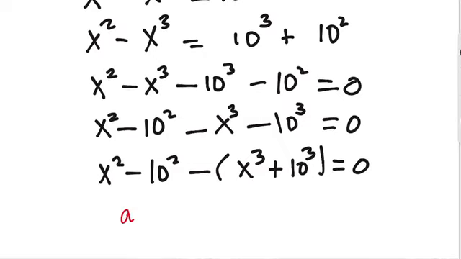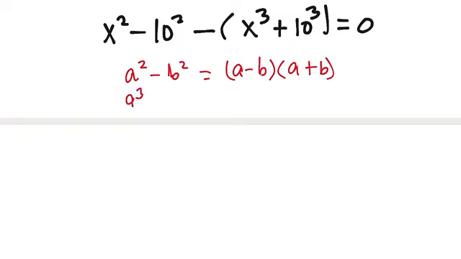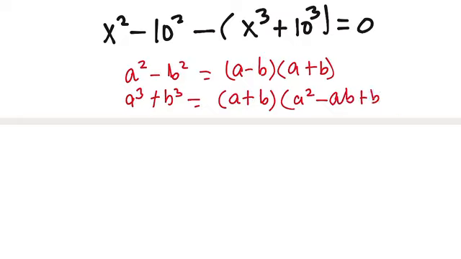Recall that when you have a squared minus b squared, this is going to be a minus b and a plus b. We have a to the power of 3 plus b to the power of 3. You should know that this is going to be a plus b, then a squared minus ab plus b squared. So these are the things we are going to be using here.